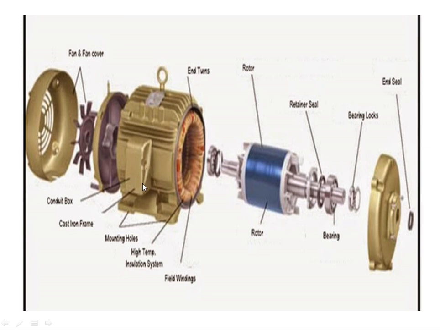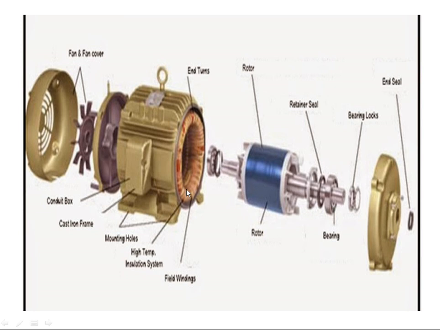conduit box, which is provided for the connections to the supply system. So the winding terminals are brought out onto this terminal box, which can be connected to the three-phase AC supply. The windings are of copper of a three-phase system. Then we have the rotor, which is a squirrel cage type. At both ends of the shaft, bearings are provided, and then again an end seal is there.